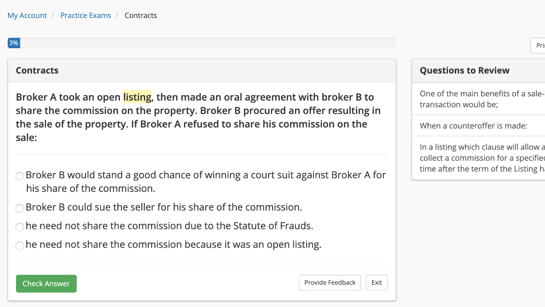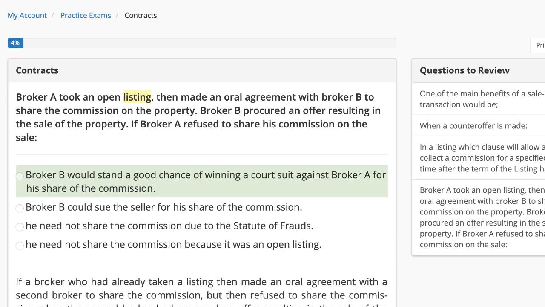I'll read the question again. Broker A took an open listing, then made an oral agreement with broker B to share the commission on the property. Broker B procured an offer resulting in the sale of the property. If broker A refused to share his commission on the sale, then the answer would be A. Broker B would stand a good chance of winning a court suit against broker A for his share of the commission.